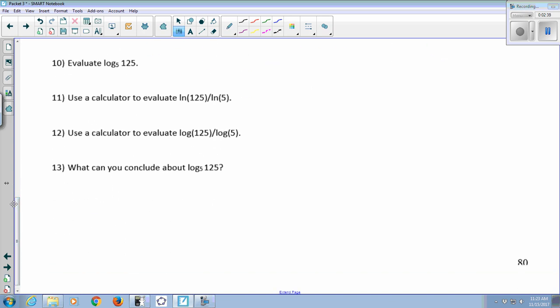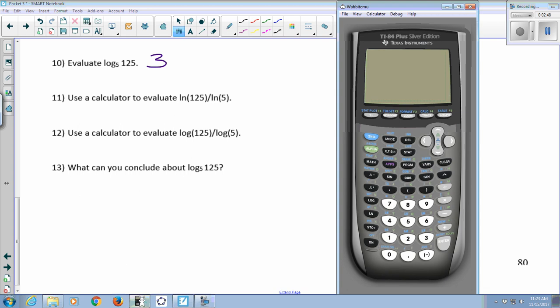Log base 5 of 125 is asking 5 to what power is 125, so that would be the 3rd power. And then we're going to use a calculator to evaluate the ln of 125 divided by the ln of 5. And you also get 3. How about if we do log of 125? So different base here. We just did base e, now we're doing log base 10, also 3.